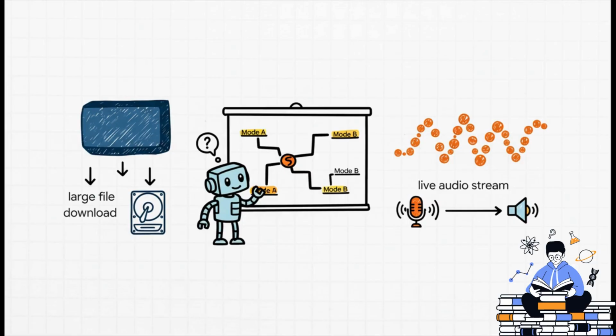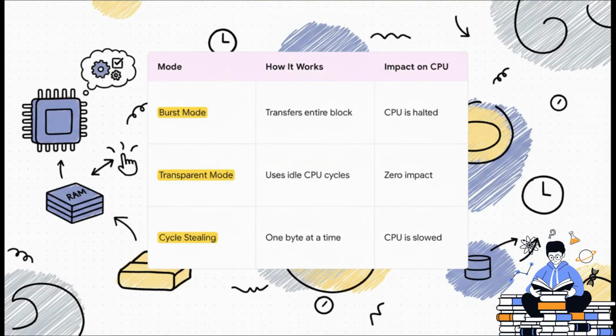Now, once that handoff is done, the assistant still needs a plan. Not all data transfer jobs are created equal. Moving one giant file is a totally different beast than handling a constant stream of audio data, right? So a really good DMA controller needs to have a few different strategies, or modes, to handle these different jobs. And this table breaks down the three main game plans.